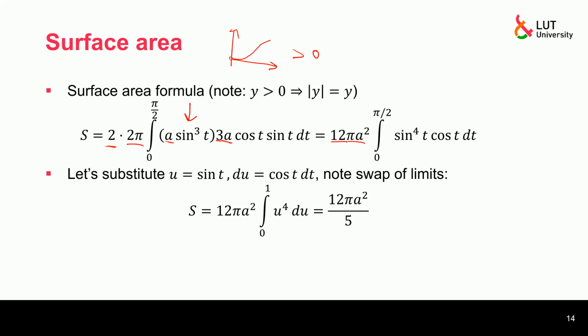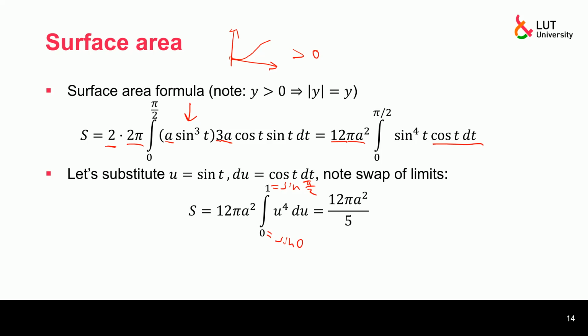That's not a nice thing to integrate. So we can make a substitution: u equals sine t, du is cosine t dt. Ooh, we've got the cosine t dt right here. So all we have left is u to the power 4. Note that this is sine pi over 2 here, and this is sine 0 here.